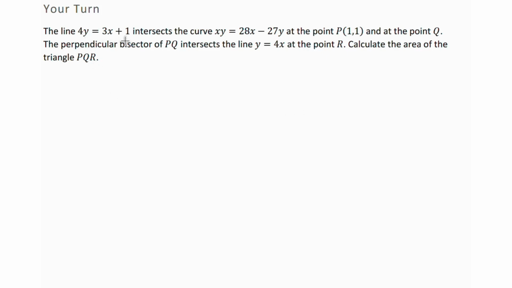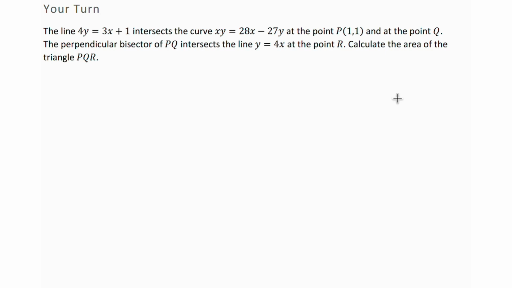The line 4y = 3x + 1 intersects the curve xy = 28x - 27y at the point P(1, 1), and at Q, where we don't know what Q is yet. The perpendicular bisector of PQ intersects the line y = 4x at point R. Calculate the area of the triangle PQR.